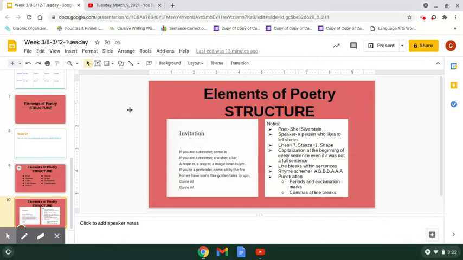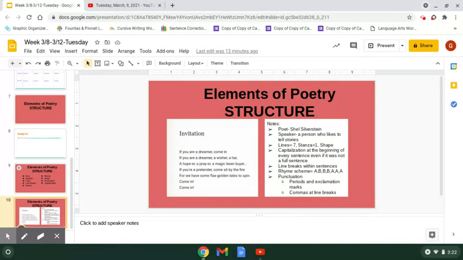All right, so there are the following in poetry, like we said in the previous slide: a poet, a speaker, lines, line break, stanza, rhyme, shape, punctuation, and capitalization. So let's go ahead and look at this poem by Shel Silverstein. And if you haven't heard of him before, I would highly recommend him. He is a great, great poet.